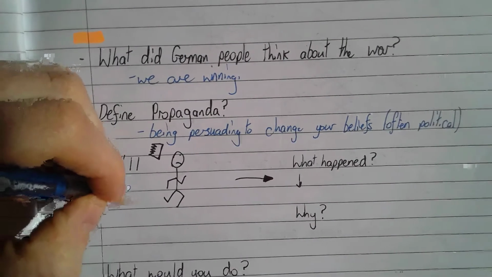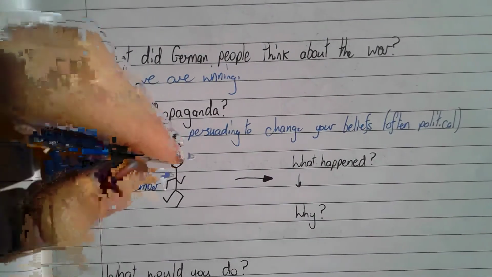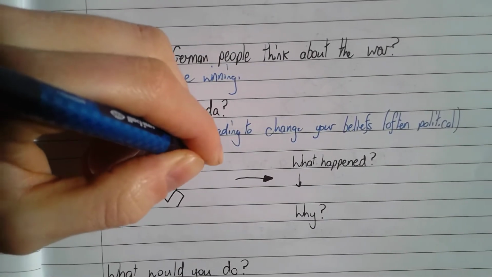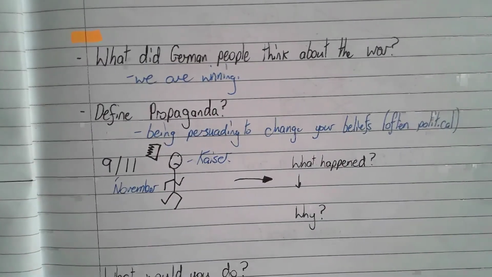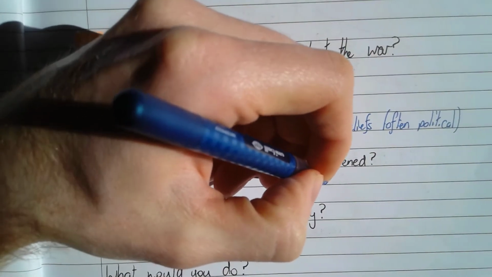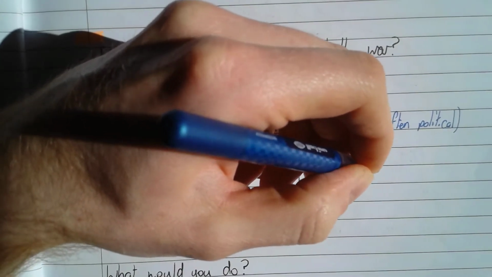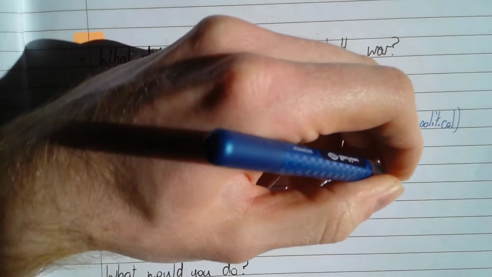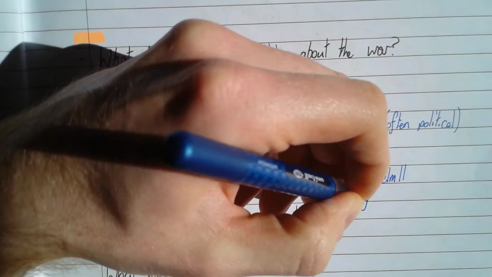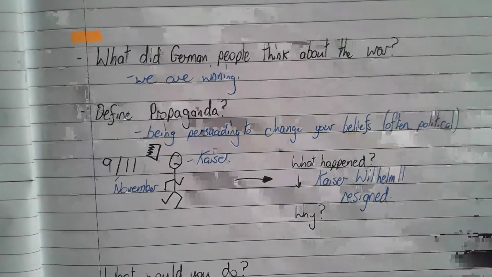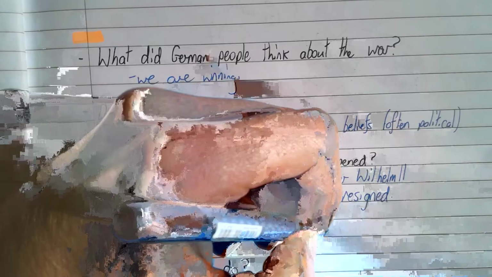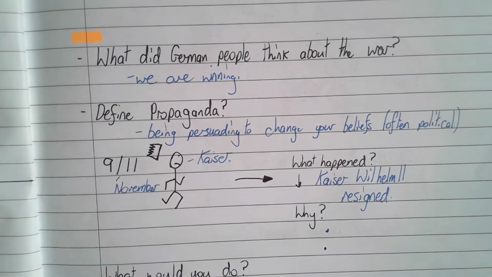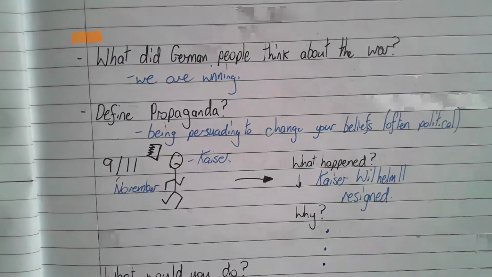Okay, well, what happens if I told you this person's name was Kaiser? Does that help? Okay, so the Kaiser, Wilhelm, remember the leader of Germany, resigns, gives up his job, runs away. Why does he do this? Come up with 3 reasons.